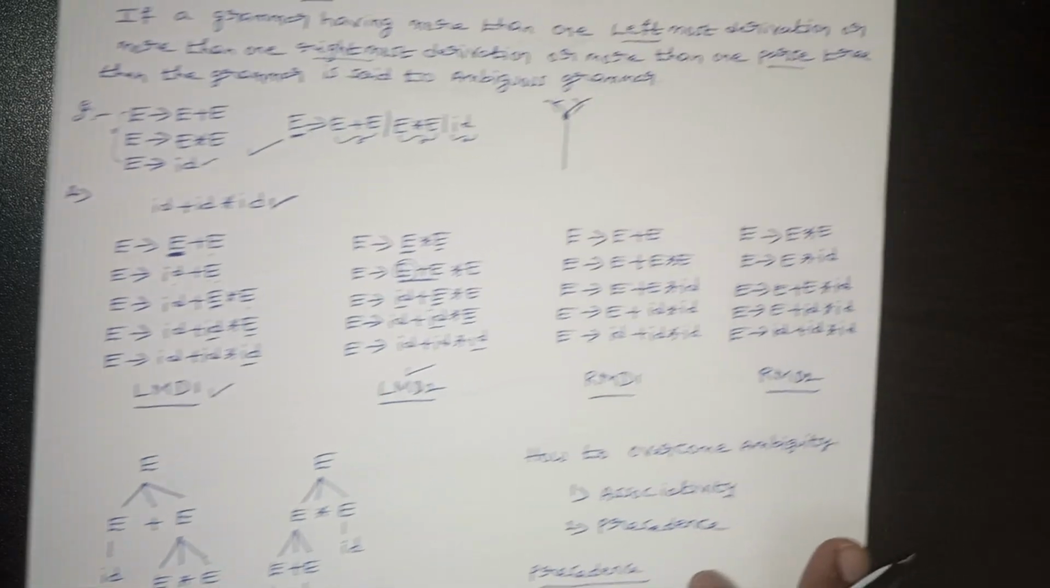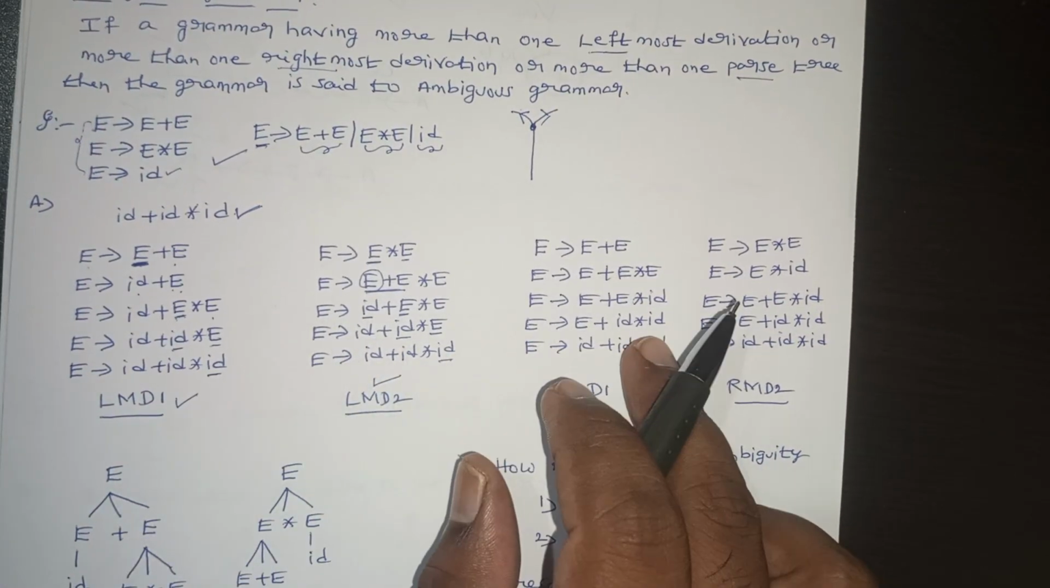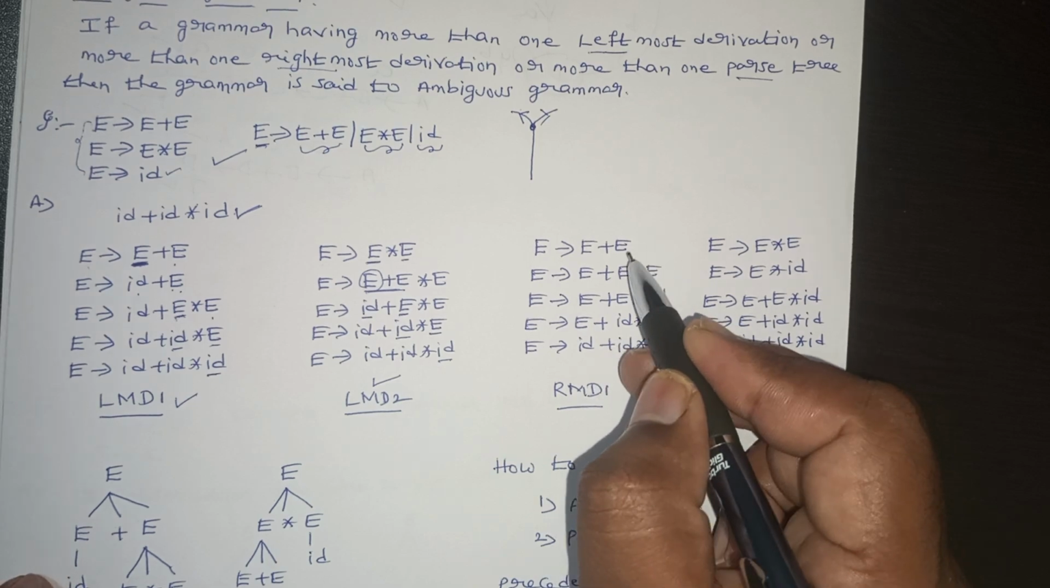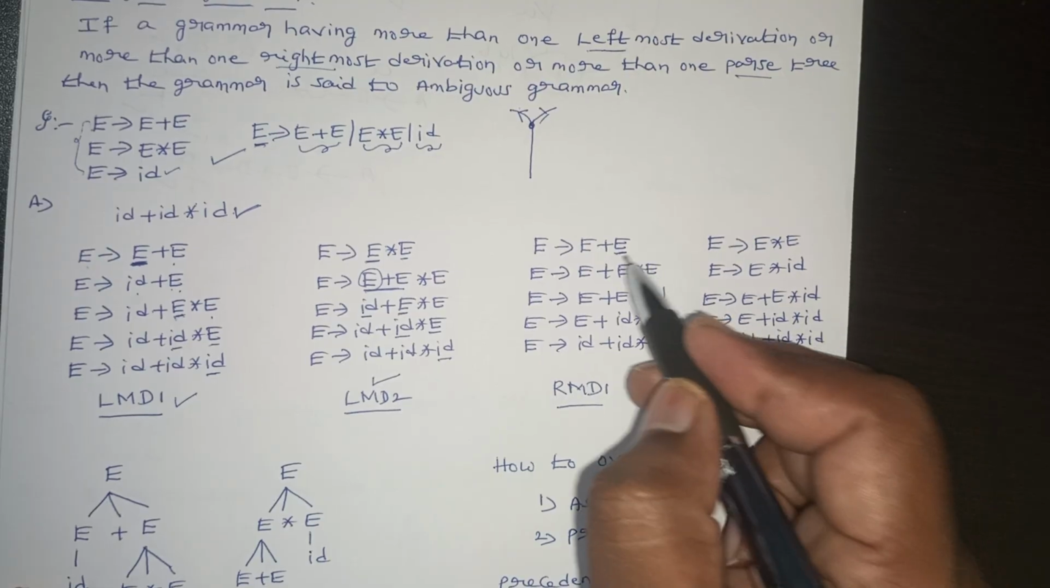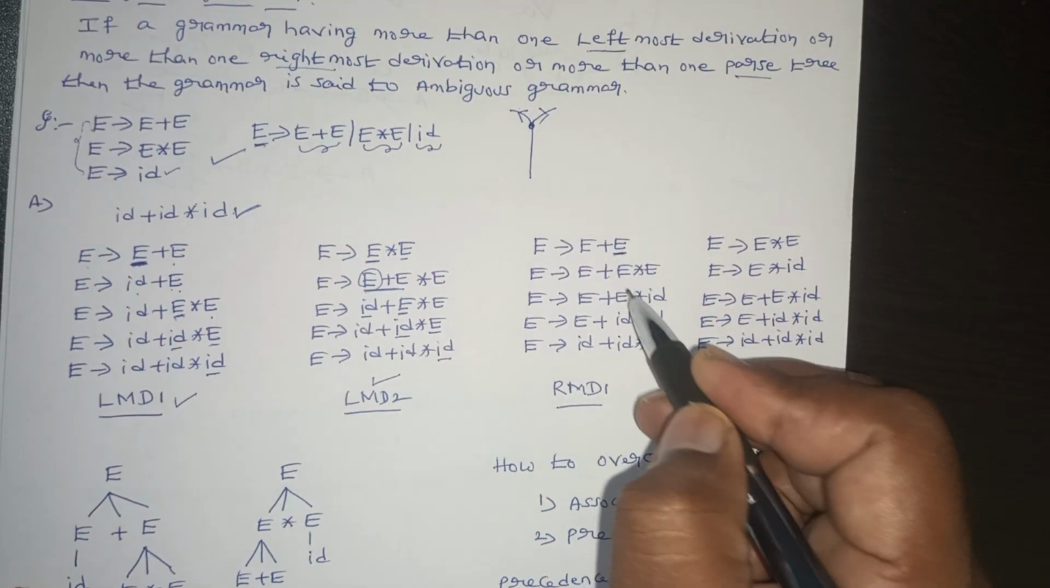Now what about RMD? Very simple. Opposite to this one. So now what do you have to replace? In the place of capital E, you replace everything.